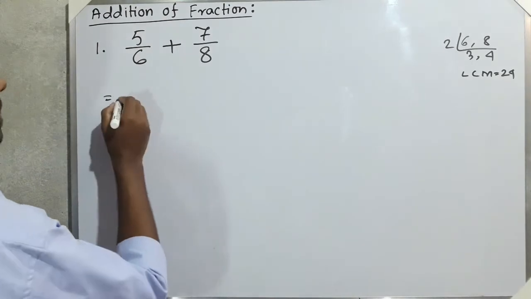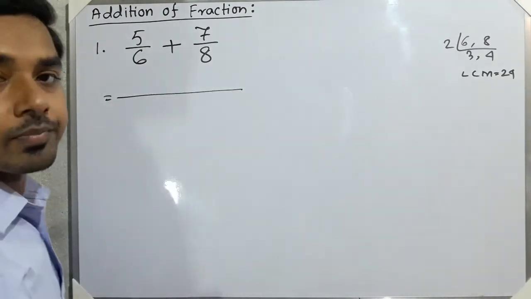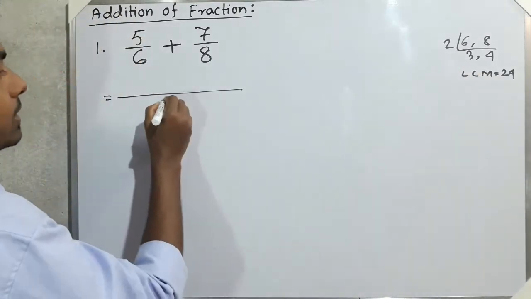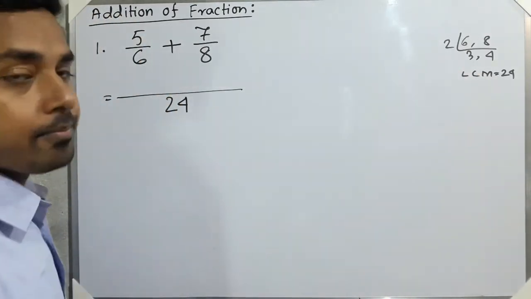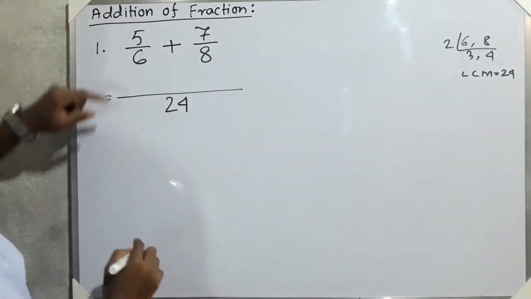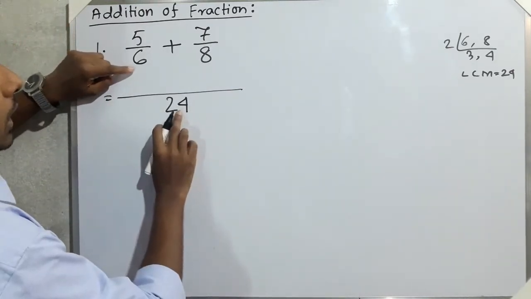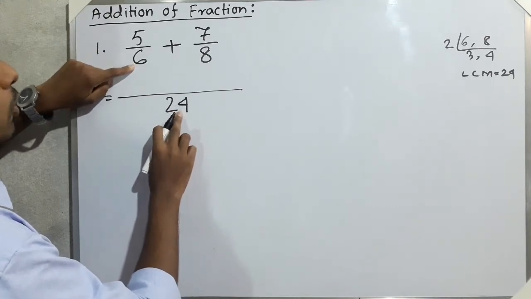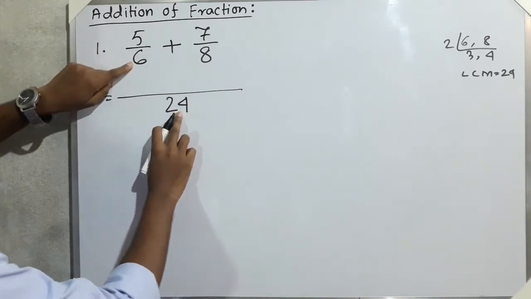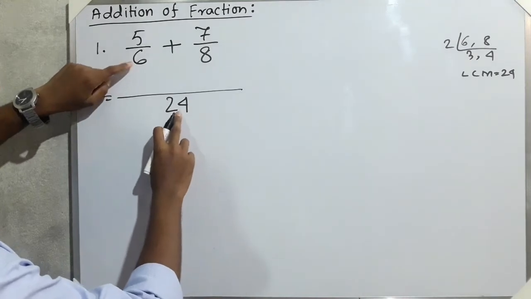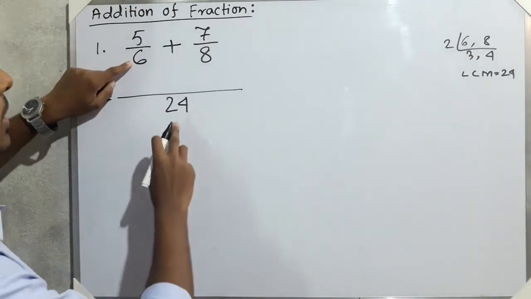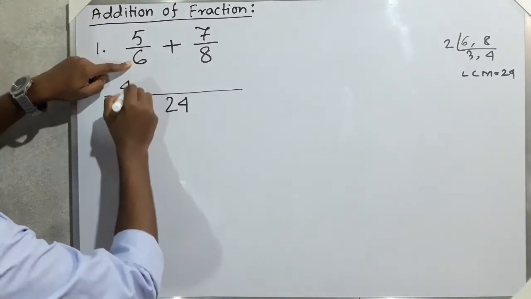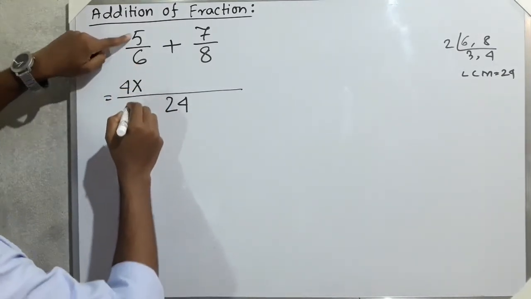First of all you have to take a line this much big, and then write this LCM as the denominator. Now this LCM you have to divide by the first denominator. So that means 24 divided by 6. 6 4s are 24, so 4 into its numerator.